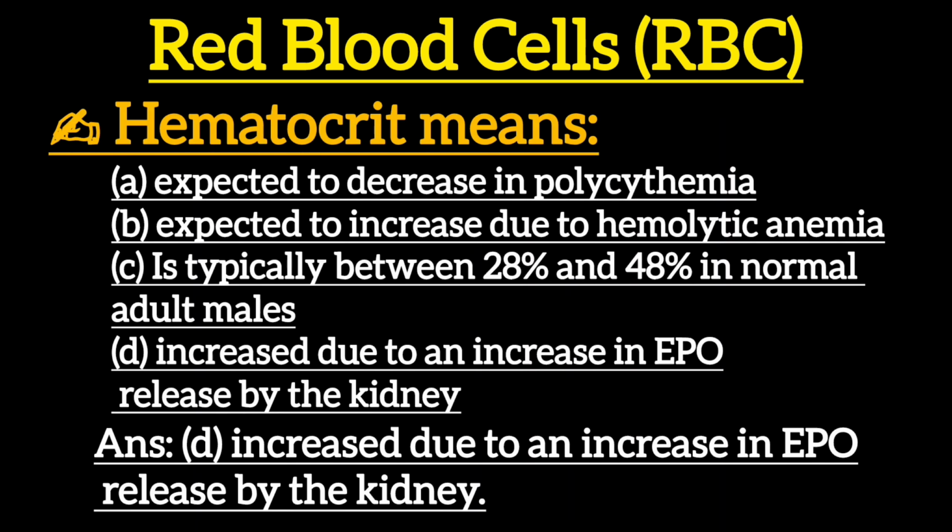Next one is, hematocrit means option A expected to decrease in polycythemia, option B expected to increase due to hemolytic anemia, option C is typically between 28% and 48% in normal adult males. Option D, increase due to an increase in EPO released by the kidney. Correct answer is option D, increase due to an increase in EPO released by the kidney.